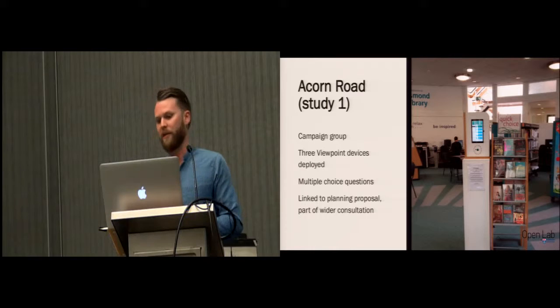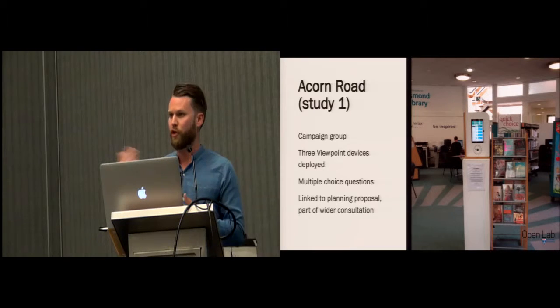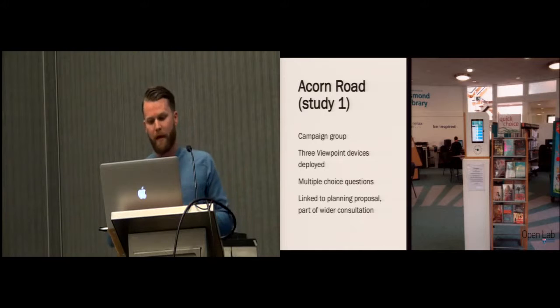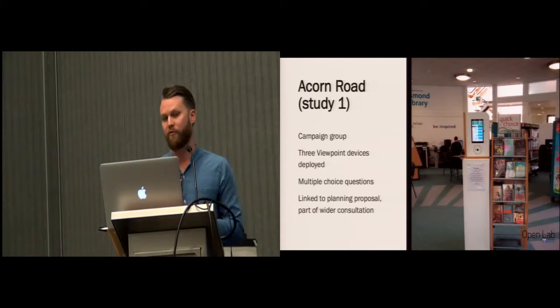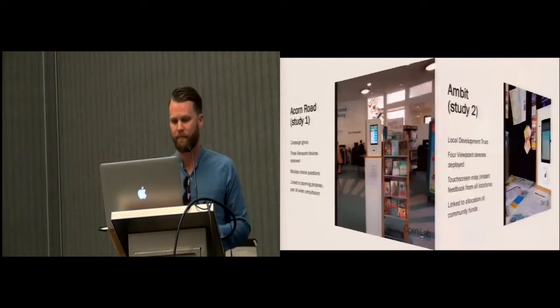In this study, the technology was posed to ask questions with a multiple choice answer, mainly around how the residents got to and from Acorn Road and their mode of transport. The data collected pushed the campaign group to soften their approach, and they moved away from this idea of full pedestrianisation to incorporate cycle lanes and additional parking.